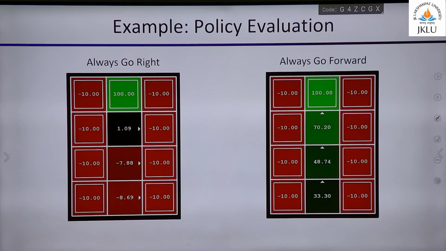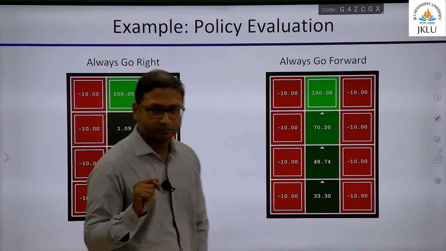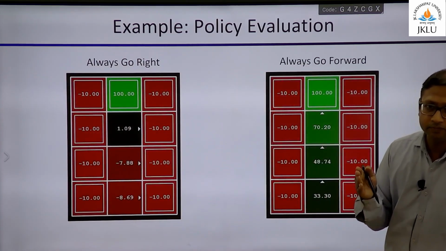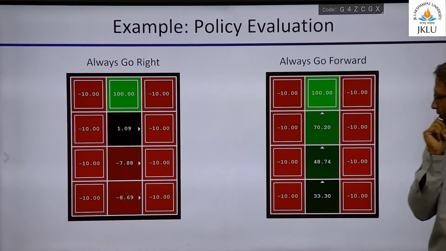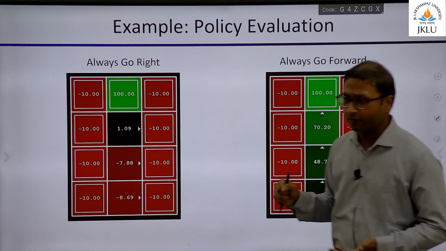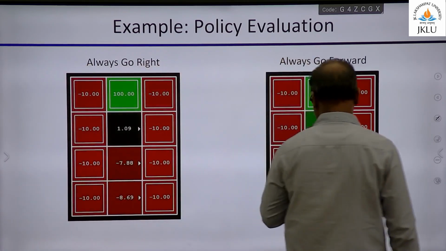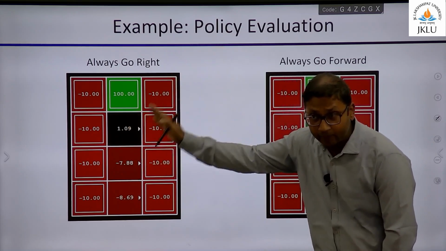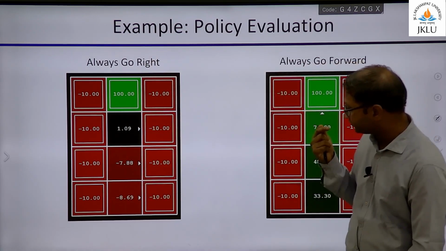What do we plan to do here when we say policy evaluation? Which policy is better? We run multiple policies and choose the one which gives us the best score. Right, so you are looking for better policies. Is always go right better, or is always go forward better? And how do I know that? Because of these values. Again, like before, I will say what exactly these values are. They are not really of that much importance to us. What is important is that I am able to compare that same thing for these two policies.